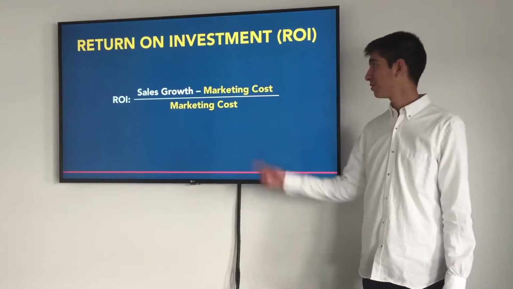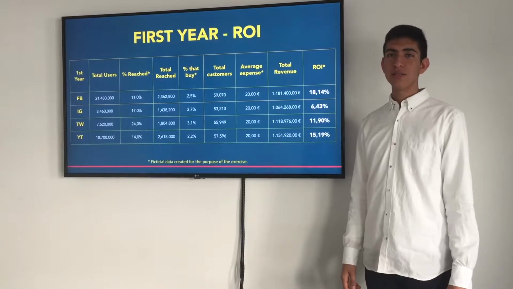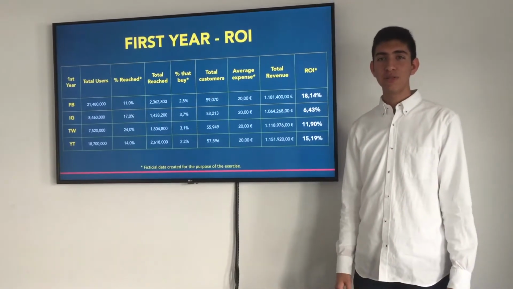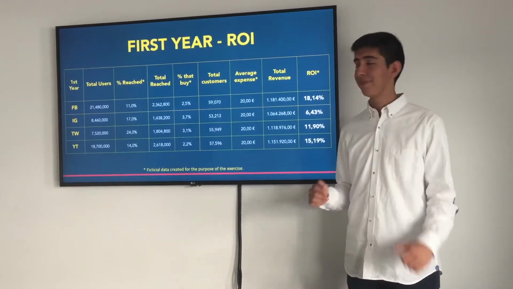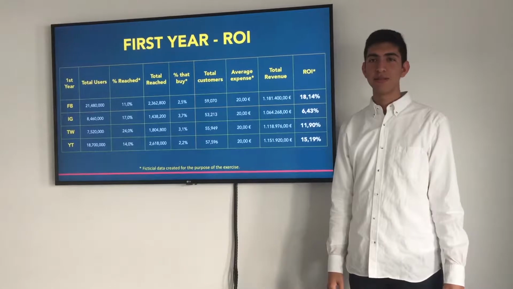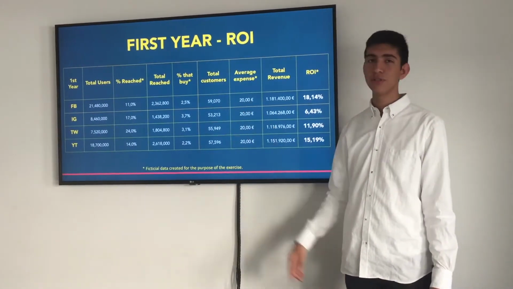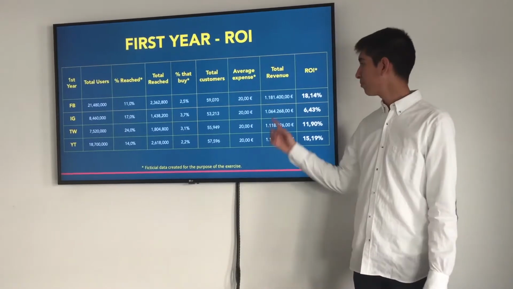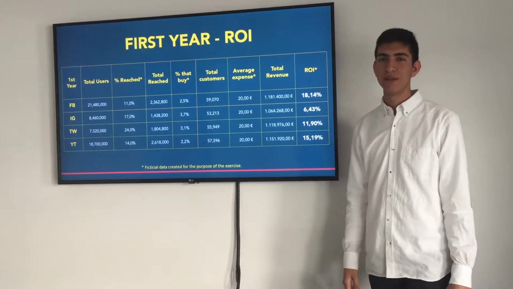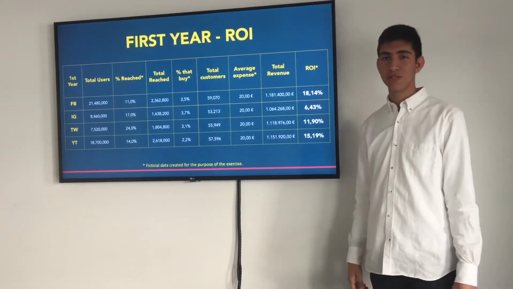We will assume that the marketing cost is our 1 million budget. Now, we will calculate the return on investment of each social network for the first year. Assume that we invest the total budget in Facebook and that 11% of the total users are reached by the campaign. Then only 2.5% make an actual purchase of 20 euros on average. We get a 1.18 million revenue. And applying the formula, we get that the return on investment of Facebook for the first year is 18.14%.